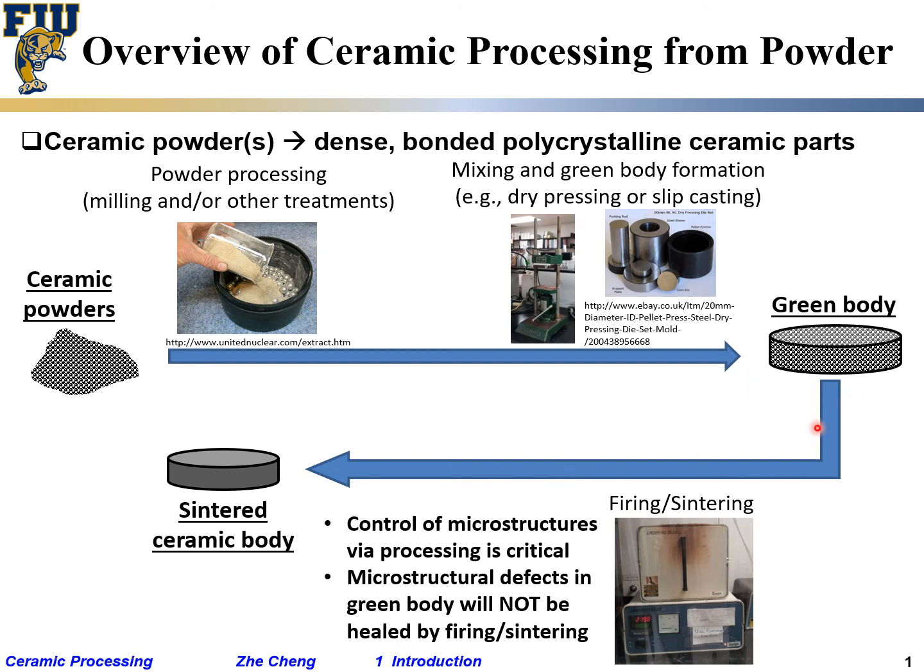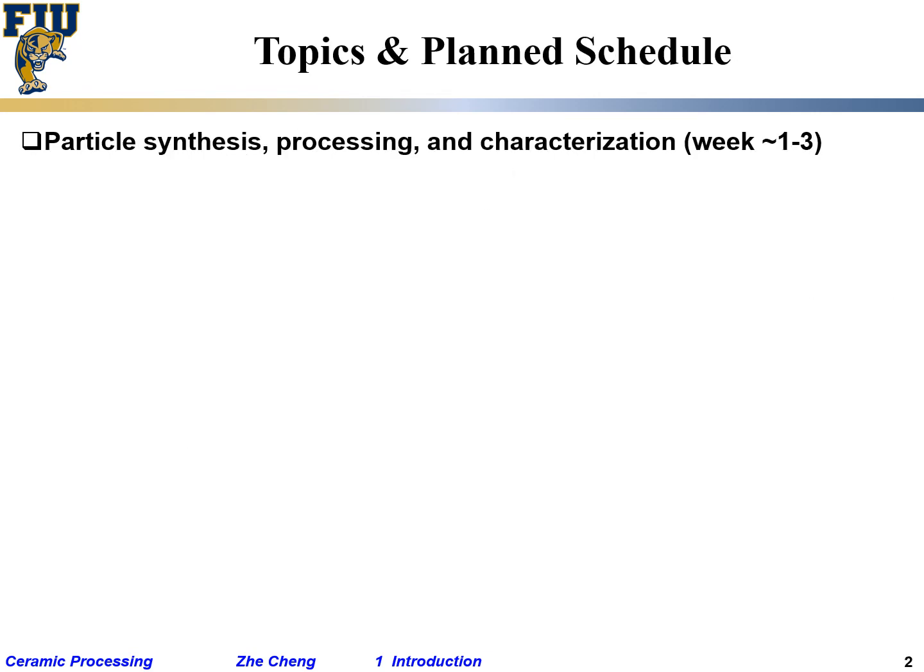So as I said, these issues between powder and green body for glass are actually somewhat different. We'll talk about them later. Okay? So the topics, hopefully in the beginning, we talk about particle synthesis, processing, and characterization. Actually, I'll at least try to demonstrate, if possible, maybe even synthesize some material together with you guys. Okay? Think of the material that you may want to synthesize, and then we can talk with our students and see whether we can do them in the lab.